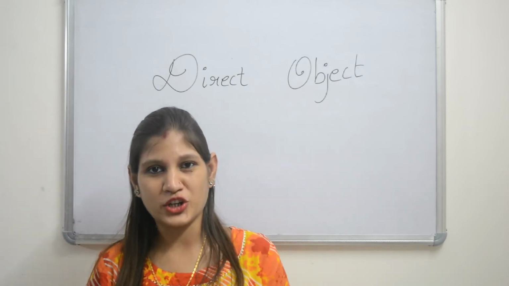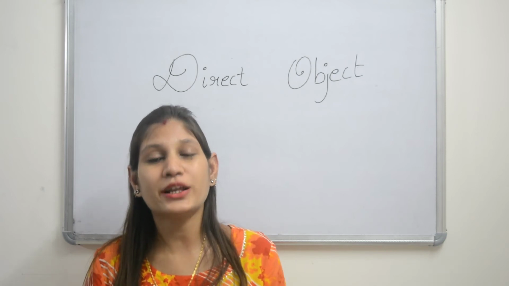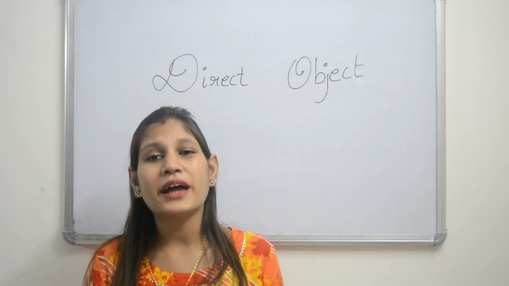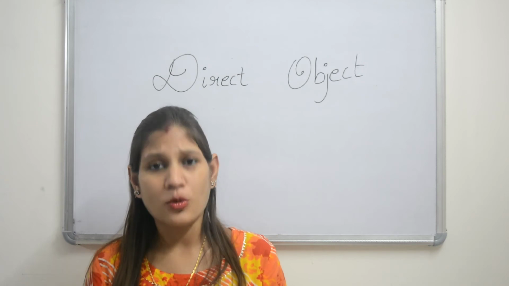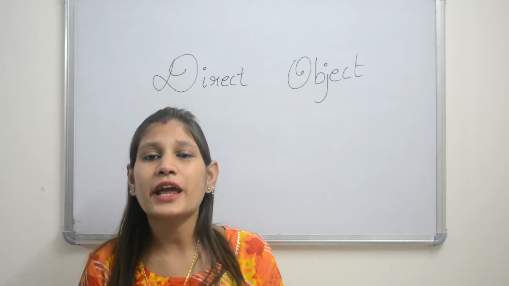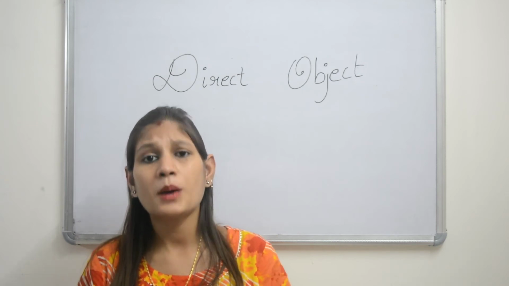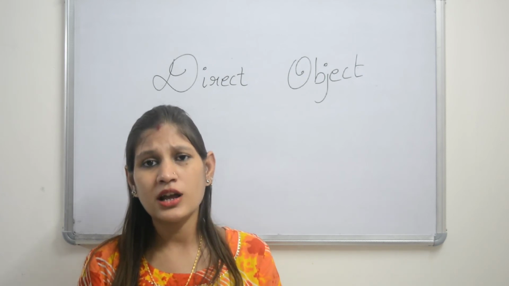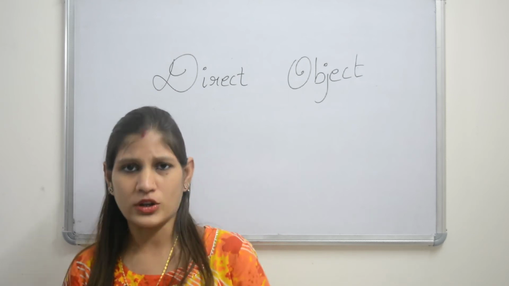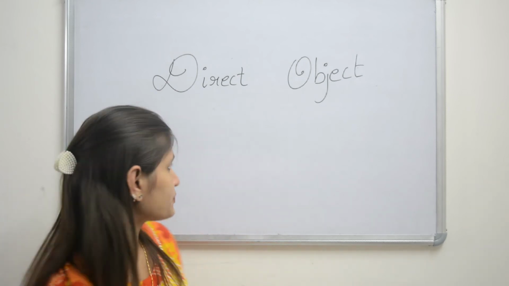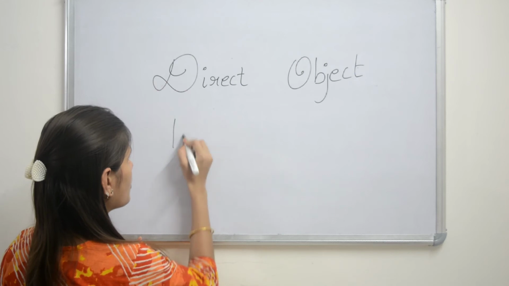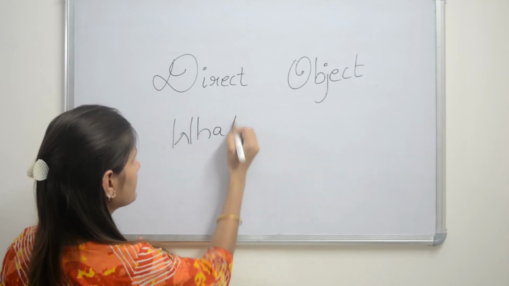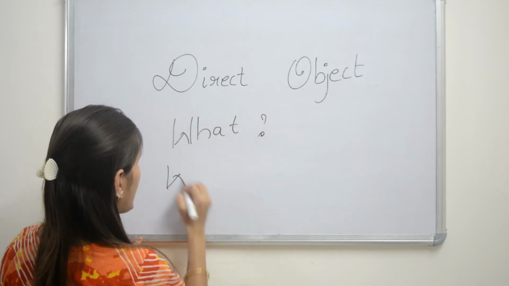So what are direct objects, or say objeto directo in español? Direct objects are the objects that receive the direct action from the verb. But in simple sense, if you ask me what direct objects are, they answer two questions: what and whom.